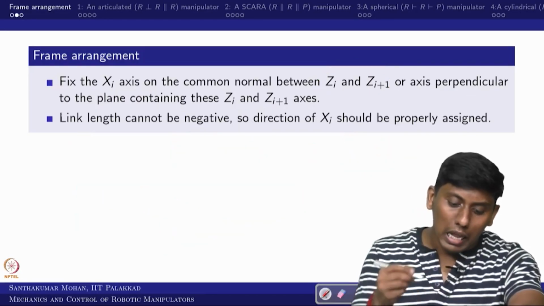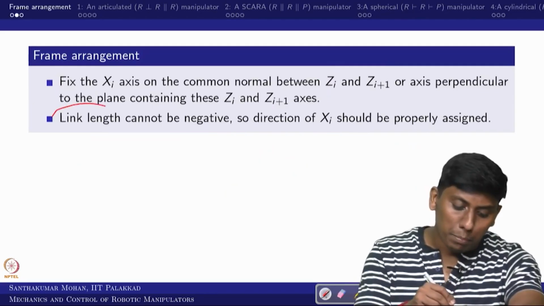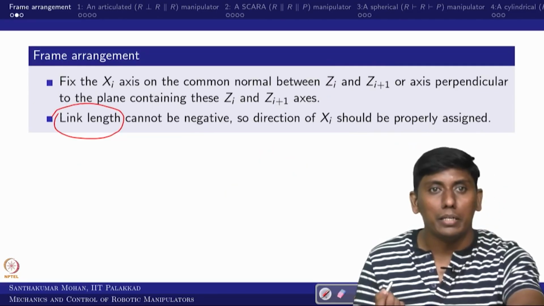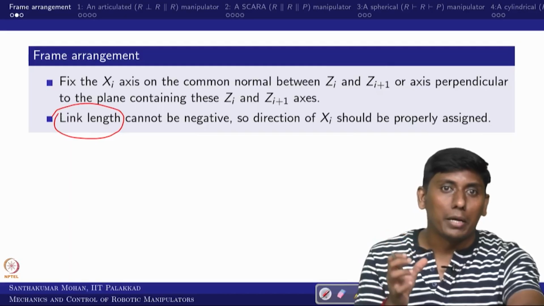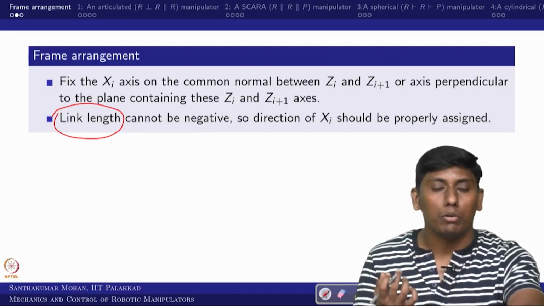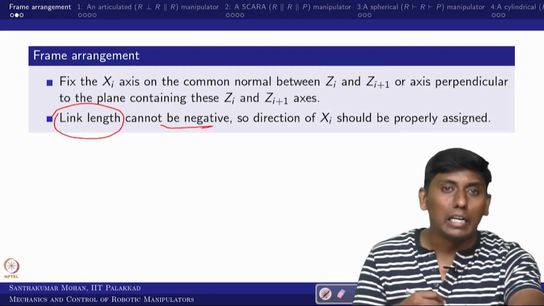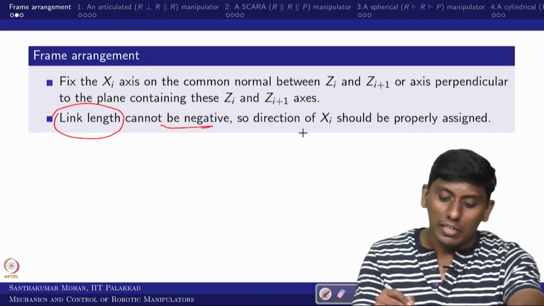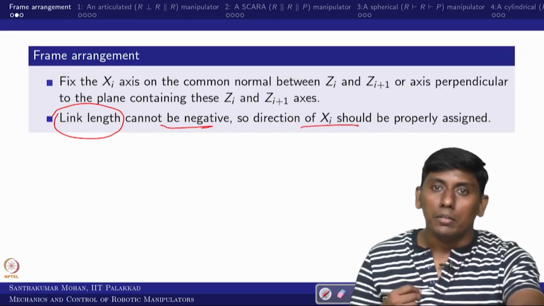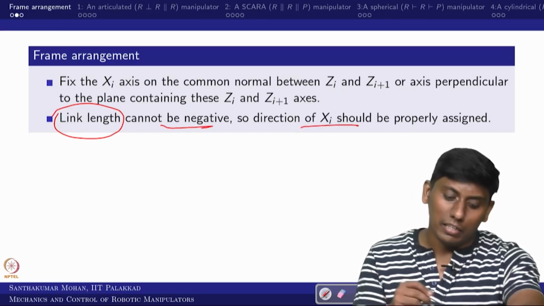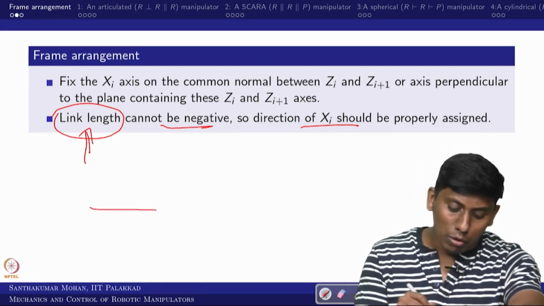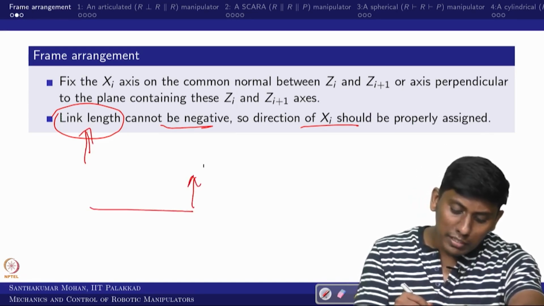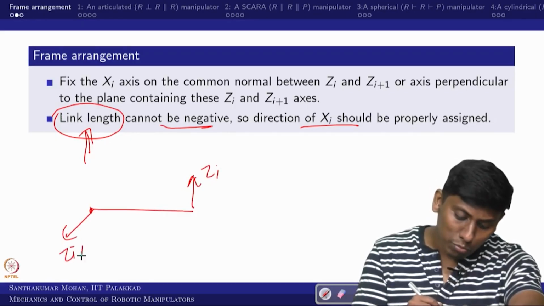What else do we need to know? The link length is a physical, geometrical parameter that cannot be negative. Just as mass cannot be negative, the link length cannot be negative. So xi is always assigned in such a way that the link length is considered positive. For example, this is zi, and you have zi plus 1 here.